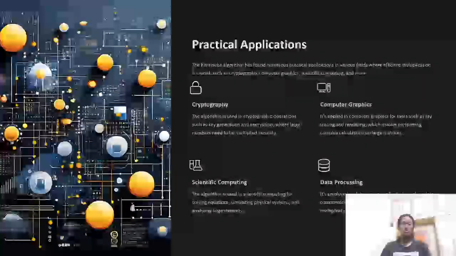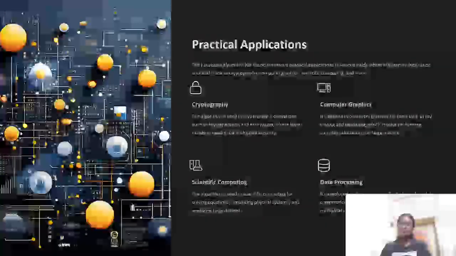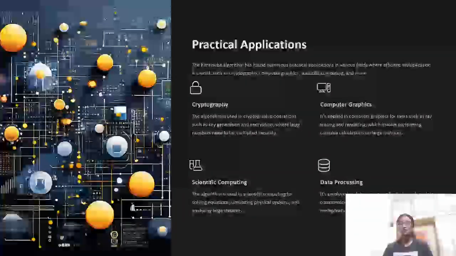Practical applications. The Karatsuba algorithm has found numerous practical applications in various fields where efficient multiplication is crucial, such as cryptography, computer graphics, scientific computing, and more. Cryptography. The algorithm is used in cryptographic operations such as key generation and encryption, where large numbers need to be multiplied securely. Computer graphics. It's applied in computer graphics for tasks such as ray tracing and rendering, which involve performing complex calculations on large matrices.